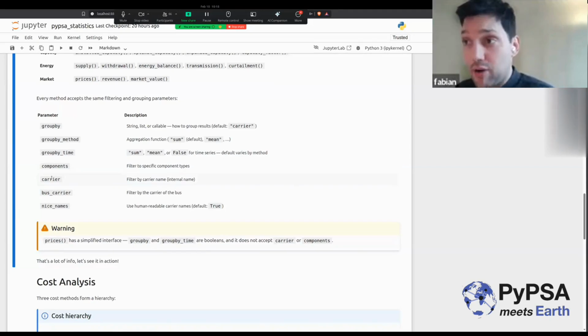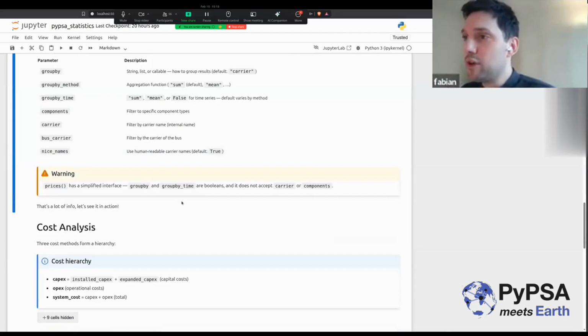Then we have our carrier that we can specify. This is really the carrier as a specification of what technologies we are interested in. We have the bus carrier, which I'll explain later. And we have just another optional argument, which is taking the nice names referenced by the n.carriers data frame or not.